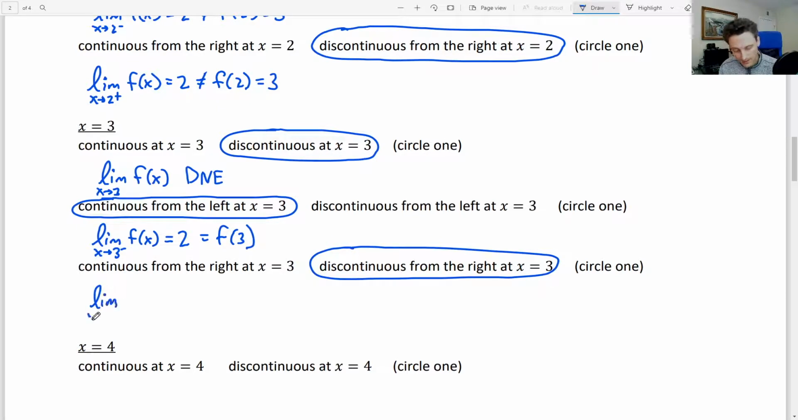And that's because the limit as x approaches 3 from the right is 1, which is not equal to f of 3. And f of 3 in this case is 2.